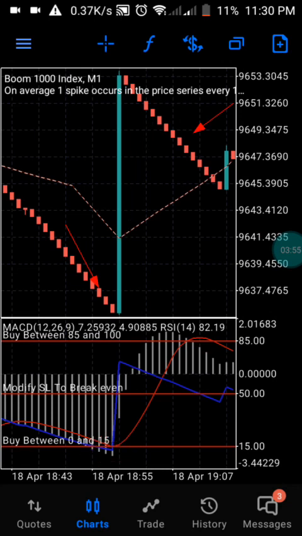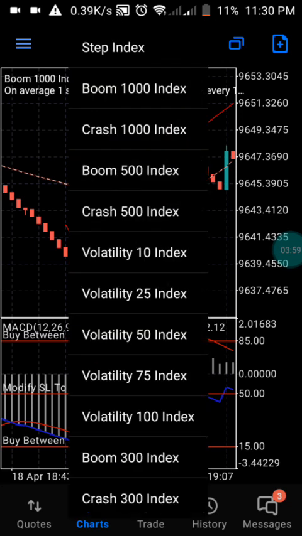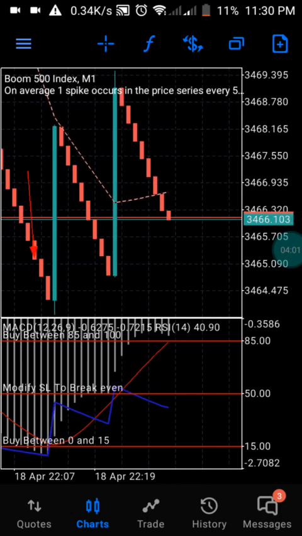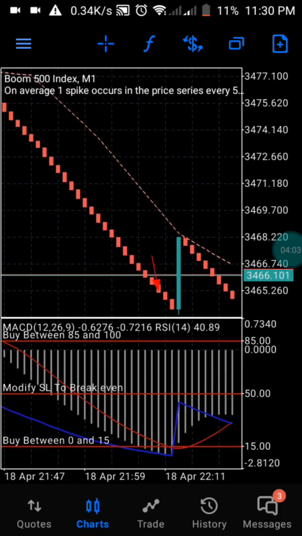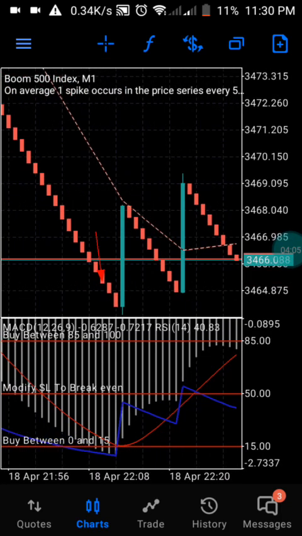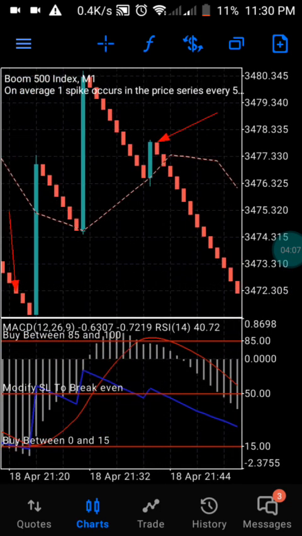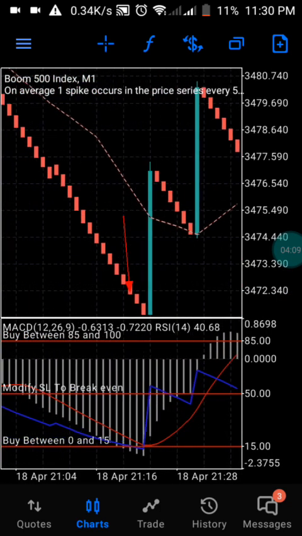Spike. So this strategy works on Boom 1000, and it also works on Boom 500. Let me show you exactly how it's working on Boom 500. These spikes are very small spikes, so you don't need to worry yourself about that. But what you just need to catch is a real spike, guys.